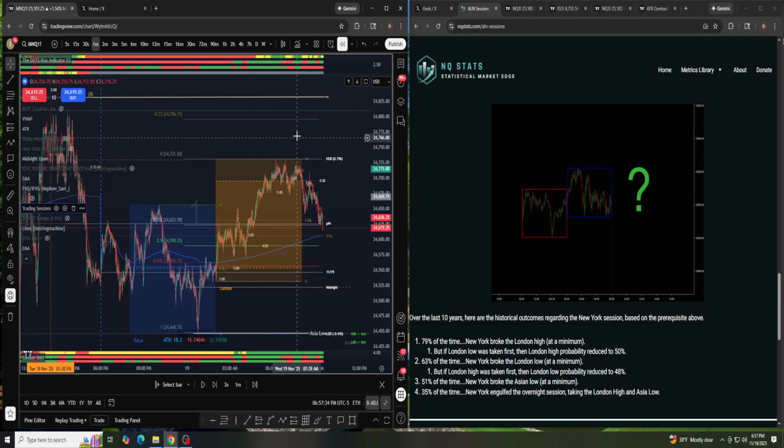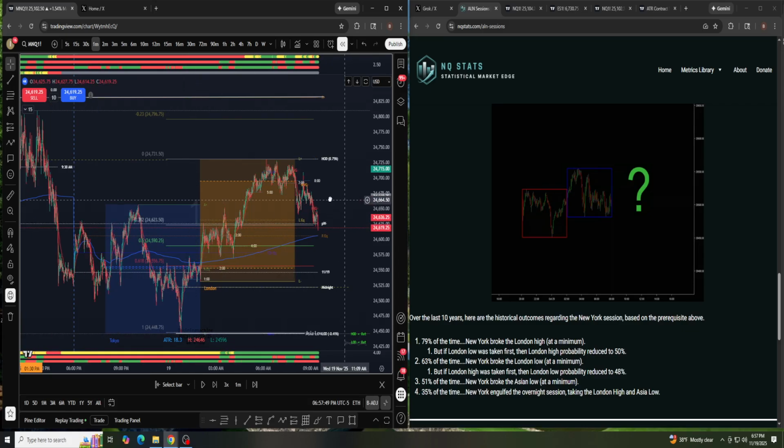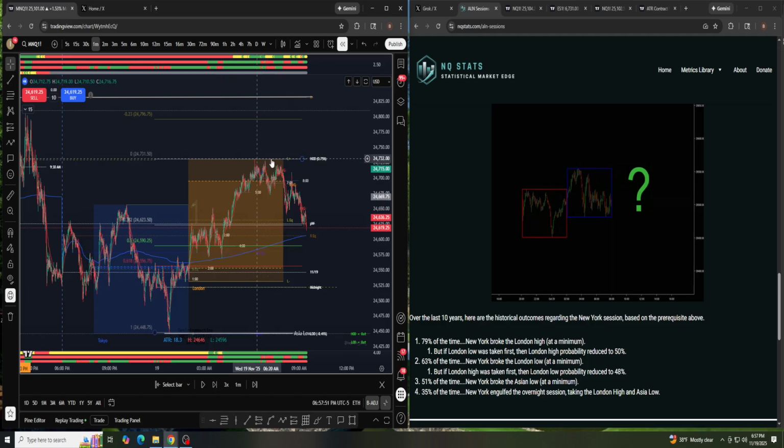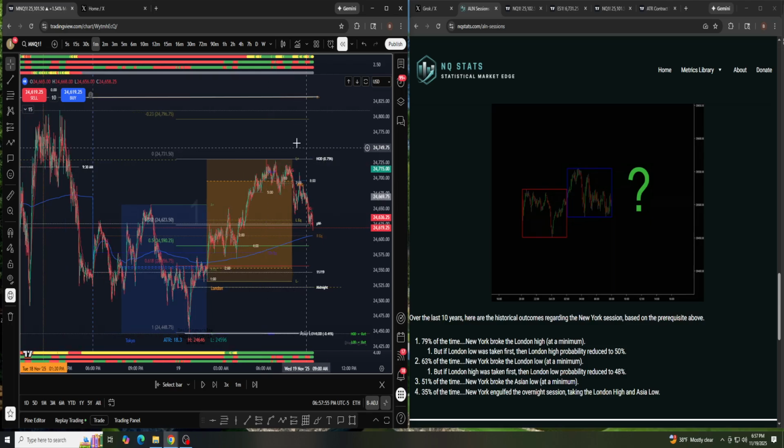So London closes at 8 a.m. and so it theoretically could trade between 8 and 9:30 open, but it didn't today. And so I have that in the back of my mind when New York opens, that I'm looking for London highs to get tagged. And then what I want to see are confluences that help support a reason why I would take a long to London high.